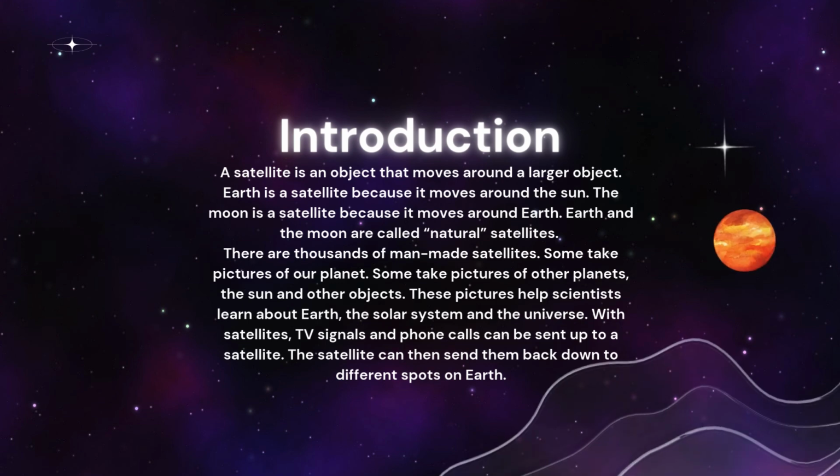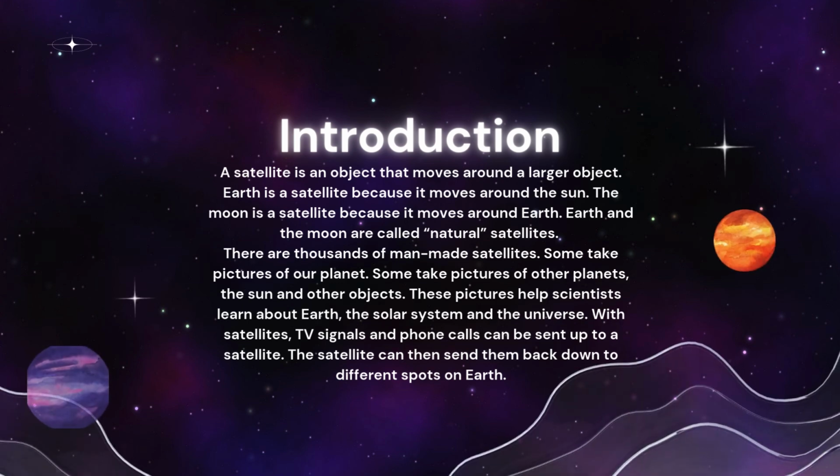A satellite is an object that moves around a larger object. Earth is a satellite because it moves around the sun. The moon is a satellite because it moves around the Earth. So, Earth and the moon are called natural satellites.